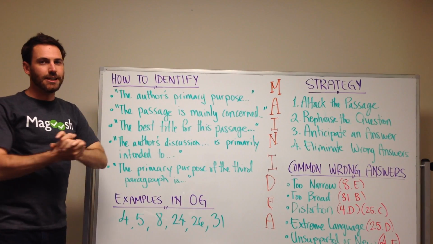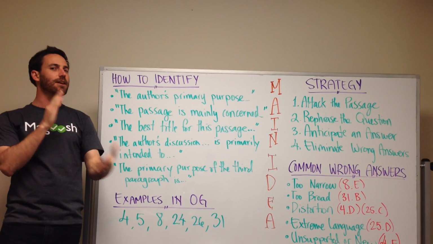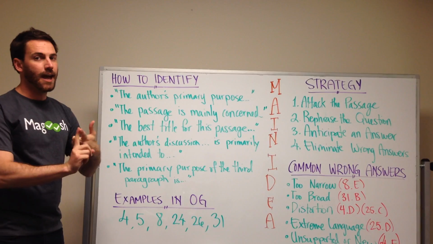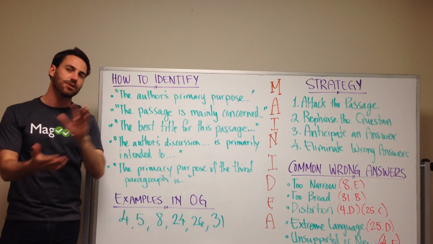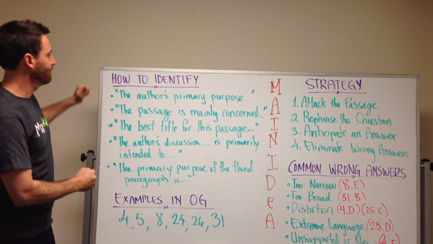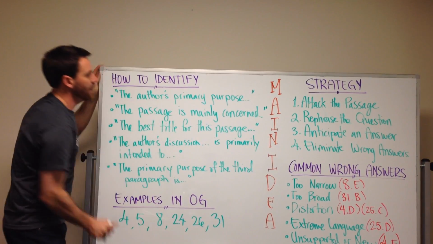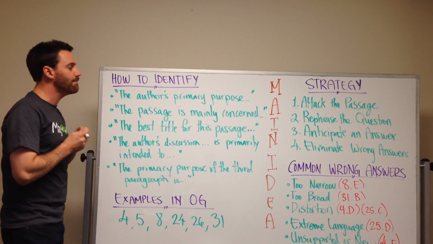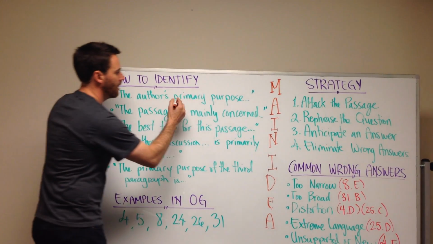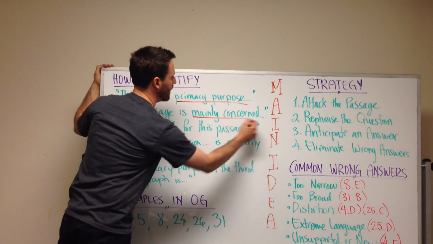So first thing you're going to need to know is how to identify these question types. You should be able to identify any of the question types in reading comprehension or in critical reasoning because the way that you answer a question changes depending on the type of question you've been asked. It's pretty obvious. So, best way to identify these types of questions is to look for words like primary purpose or main idea or mainly concerned. So, we have the author's primary purpose. That is a big clue. We also have mainly concerned.